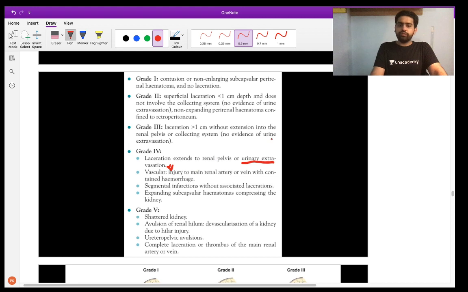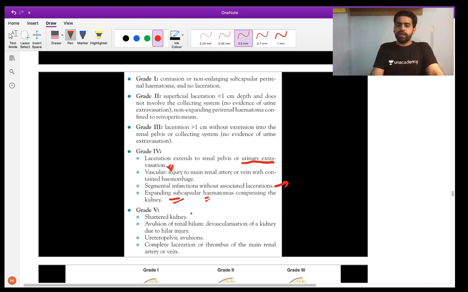Vascular injury, if there is an injury to the main renal artery or something, it is grade 4. Then segmental infarction without associated laceration, and expanding. So what does it signify? It signifies the vessel injury. So without laceration, if the segment of the kidney is getting infarcted, this indicates that there must be some or the other vascular injury inside it. And if there is an expanding subcapsular hematoma, this is something which is alarming to us. Expanding subcapsular hematoma. In the first, what do we have? We had a non-enlarging or non-expanding hematoma.